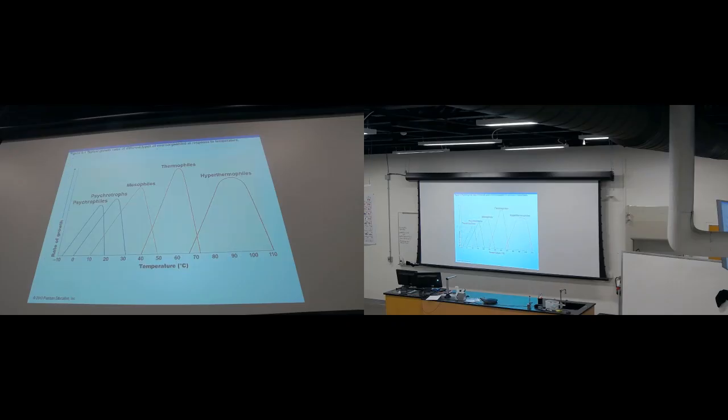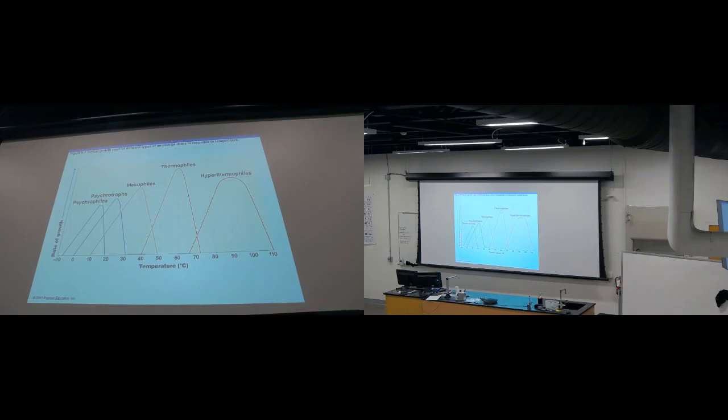Hyperthermophiles grow between 65 and 110, and that will be the optimum temperature of 95 degrees Celsius. The boiling temperature of water is 100 degrees Celsius. So these hyperthermophiles are extreme bacteria that can live in the bottom of the ocean, in gushers of water.